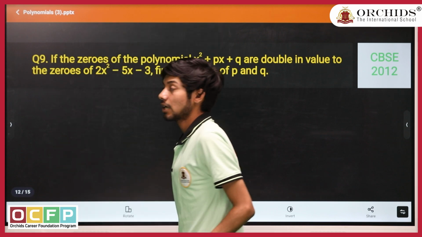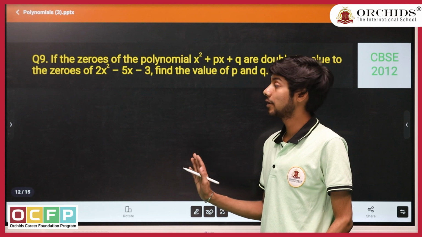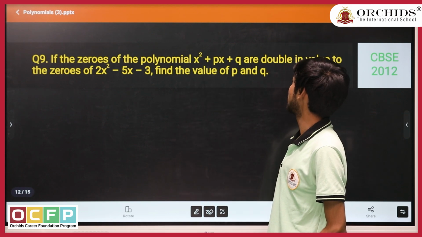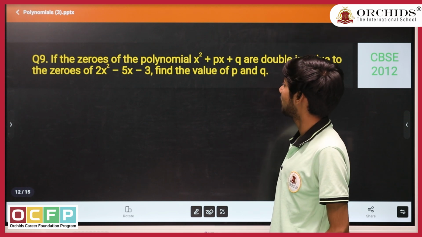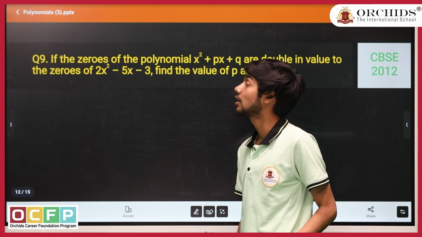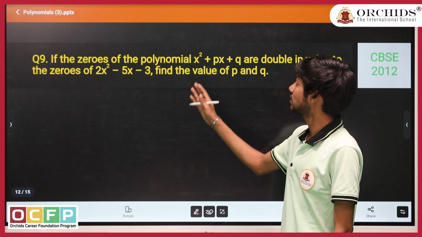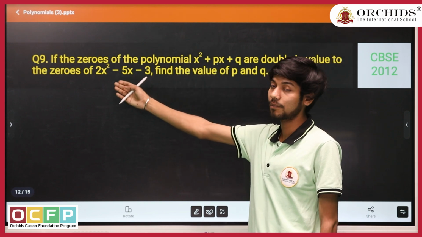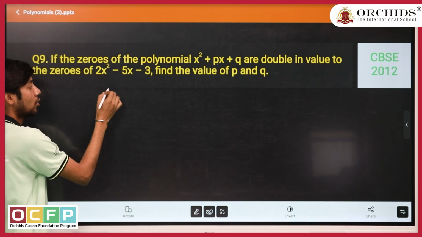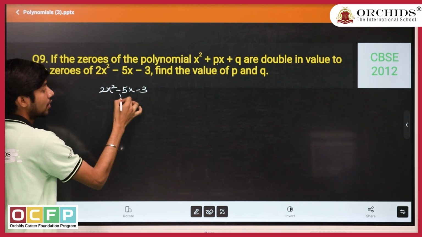So this question was asked in CBSE Board 2012, and this is a very good question. What is that? If the zeros of the polynomial x square plus px plus q are double in value to the zeros of 2x square minus 5x minus 3, then find the value of p and q. It means zeros of this polynomial are double of these zeros. So if we consider zeros of this polynomial 2x square minus 5x minus 3 are alpha and beta.